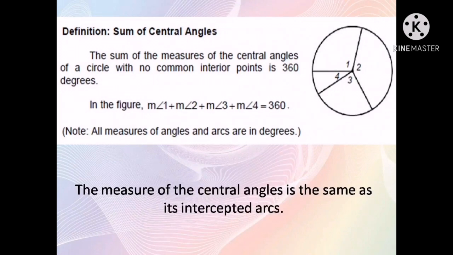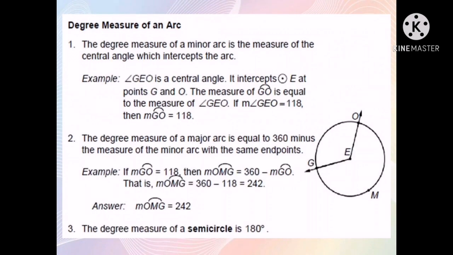In the figure, the measure of angle 1 plus the measure of angle 2 plus the measure of angle 3 plus the measure of angle 4 is equal to 360. All measures of angles and arcs are in degrees. The measure of the central angles is the same as its intercepted arcs. The degree measure of an arc. Number 1. The degree measure of a minor arc is the measure of the central angle which intercepts the arc.